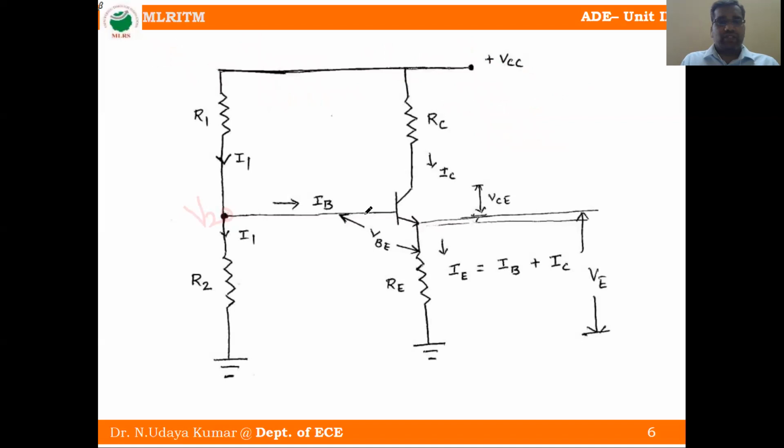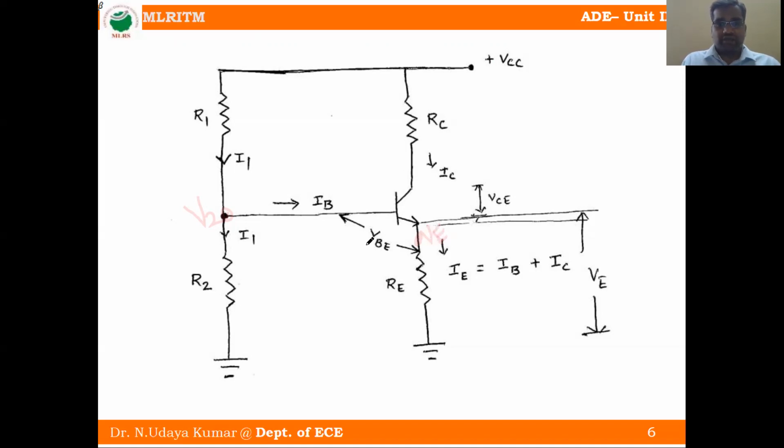So this is the base circuit. We have to write the Kirchhoff law. What do you mean by Kirchhoff law? Kirchhoff voltage law we have to write. For the base circuit, we have V2, VBE and VE. At this point some voltage is there, and that voltage we call VE.